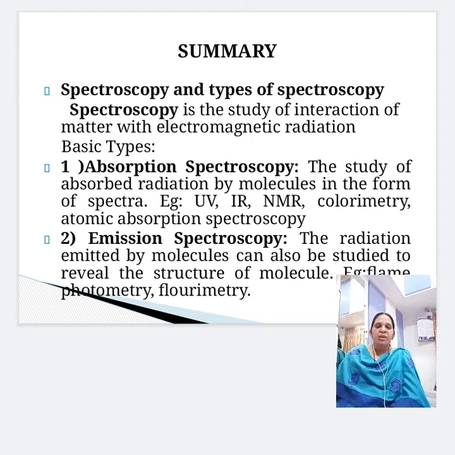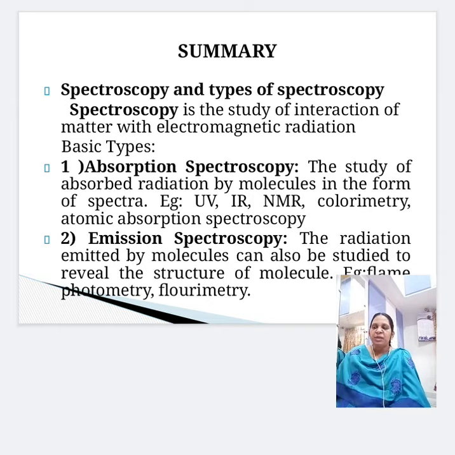Emission spectroscopy is the study of the radiation emitted by the molecules, which can be studied to reveal the structure of the molecule, like photometry and fluorometry. Flame photometry it is also called. So this is about emission spectroscopy.